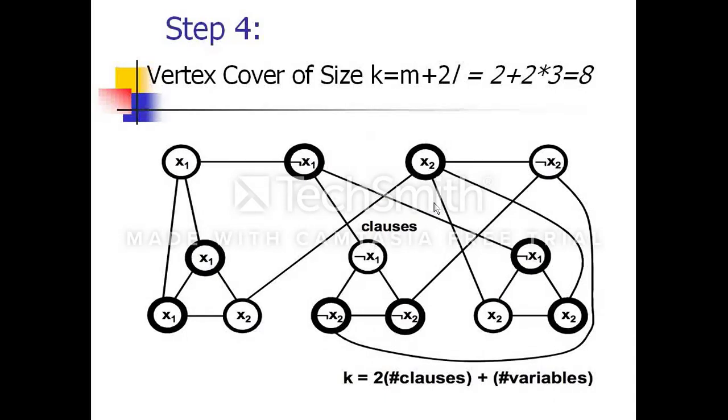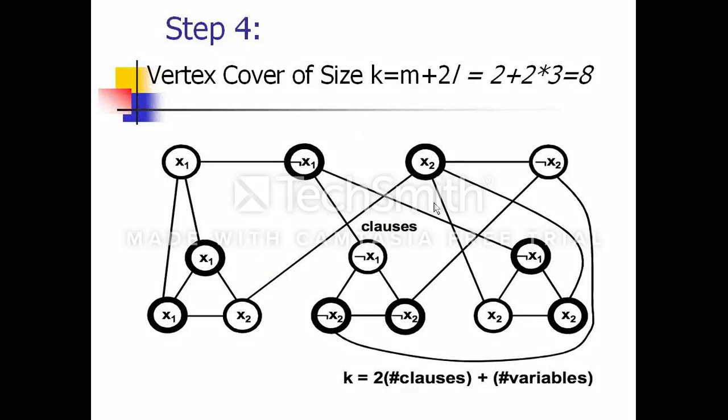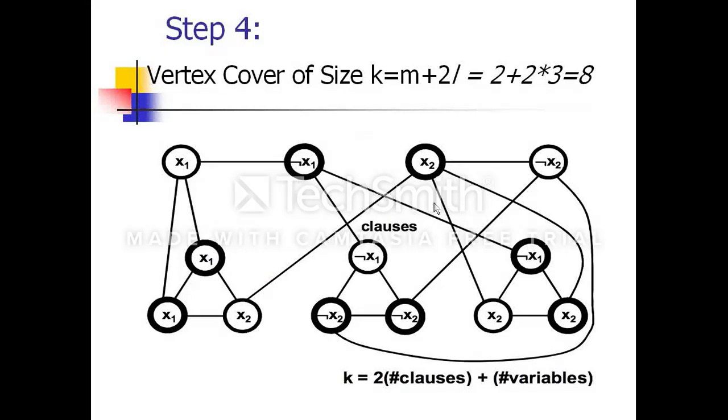Next step is, once the graph is ready, you have to find the vertex cover of size k. What is k? K is m plus 2l, that is the number of variables plus 2 into the number of clauses. We were given two variables, so 2 plus 2 into the number of clauses, and a total of 3 clauses were given. So 2 plus 2 into 3 is equal to 8. If we are able to find a vertex cover of size 8, then we can prove that vertex cover is NP complete, because we have shown the reduction from the 3-SAT problem to the vertex cover problem.